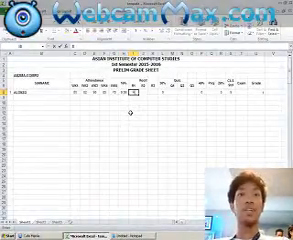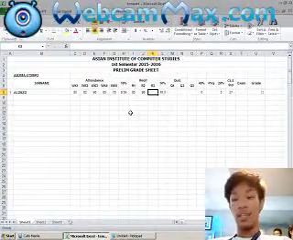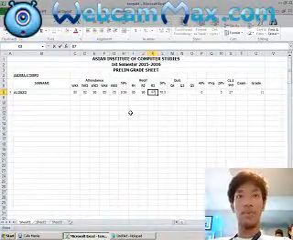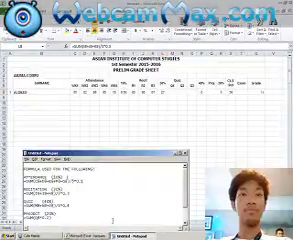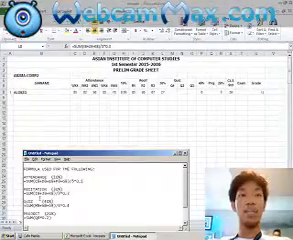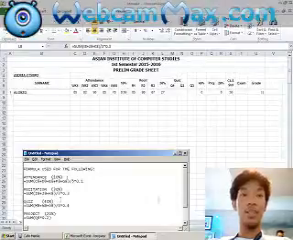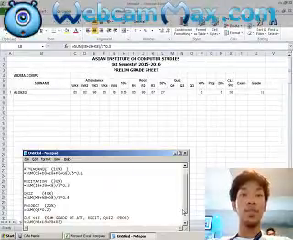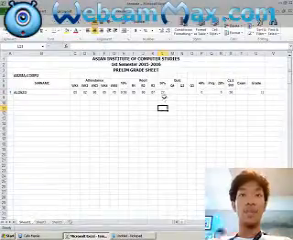For recitation, Mr. Alonso got 85, 98, and 87 for the 3-week recitation. In getting the 30% of recitation, the formula is equals sum, open parenthesis, I8 plus J8 plus K8, close parenthesis, divide by 3, then multiply by 0.3. Then you'll get 27% for the recitation of Mr. Alonso.